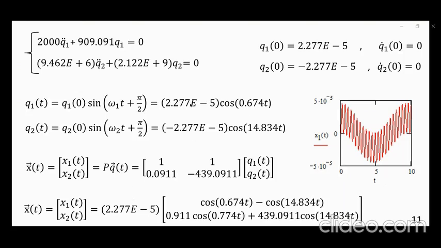Incidentally, because the phase angle is pi over 2 for both cases, where was it here? For both cases, yeah, right there, I have replaced sine of this plus pi over 2 with cosine of it. And the plot of x1, the chassis of the car, as a function of time is given here. Now remember, these things are millimeters, right? These are millimeters. Okay, good.